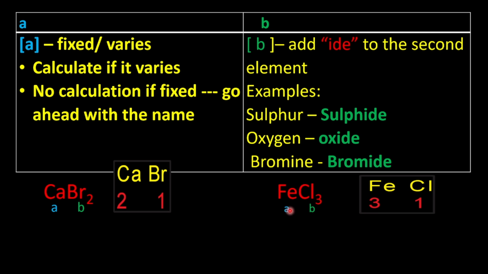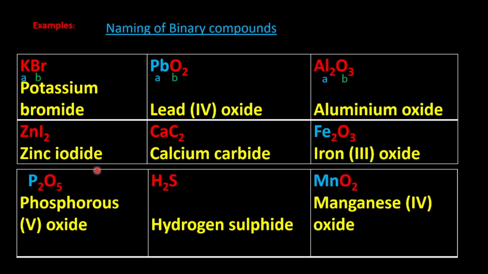Now let's look at how we can use A, B to name binary compounds. I hope you are ready. Now let's start. We have KBr here. So assign A and B. K here is fixed. Yes, it is having a fixed oxidation number. So there is no need calculating. Please take note of this. When you check A and it is having a fixed oxidation number, move ahead and name the compound. So this one will give you potassium bromide.